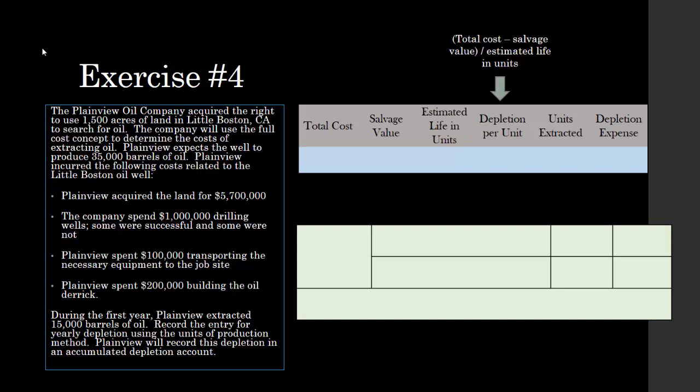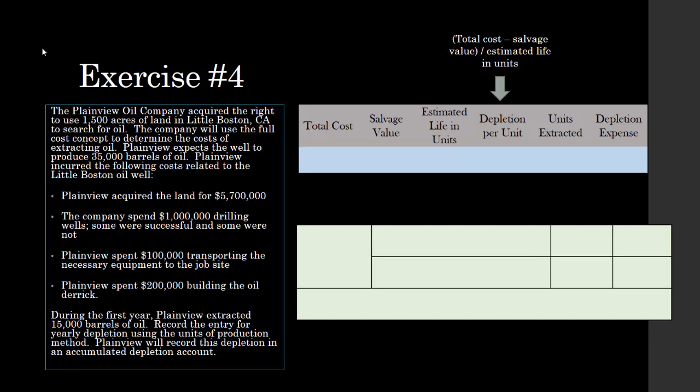In exercise 4, we have a similar concept. We have a revision in estimate, but this time it is for a natural resource, which means we're not going to depreciate it, we're going to deplete it, because depletion is just depreciation for natural resources. We have a company called the Plainview Oil Company, and they are using 1,500 acres of land in Little Boston, California to search for oil.